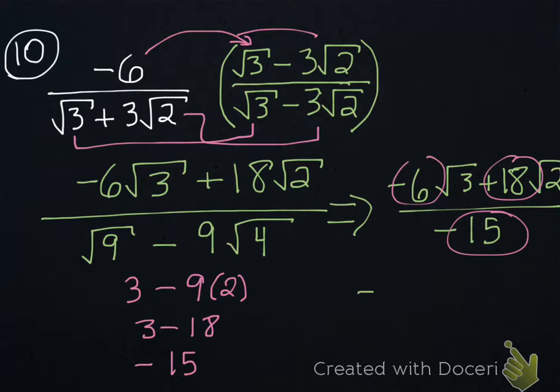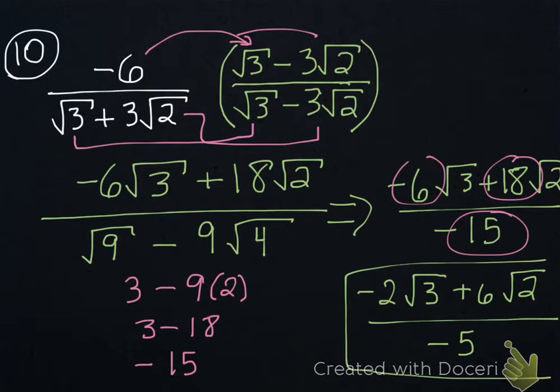So that becomes negative 2 square root 3 plus 6 square root 2, all divided by negative 5. This is the simplified answer.